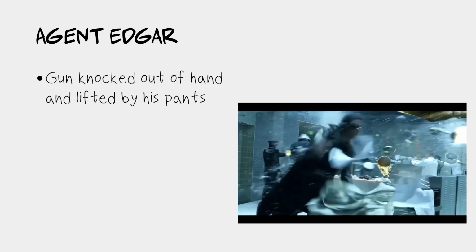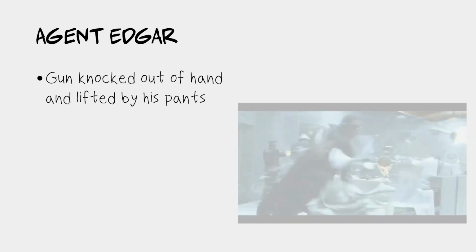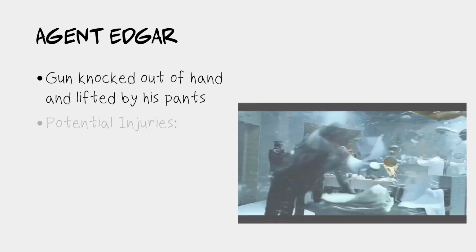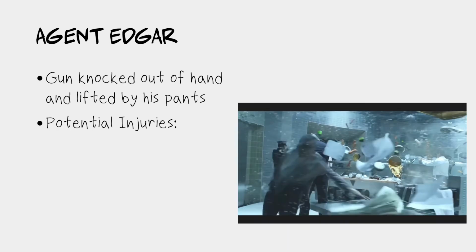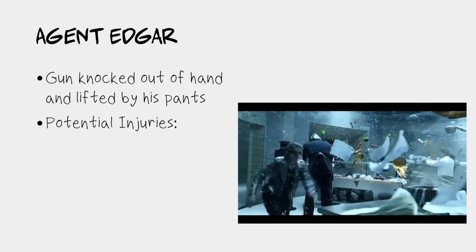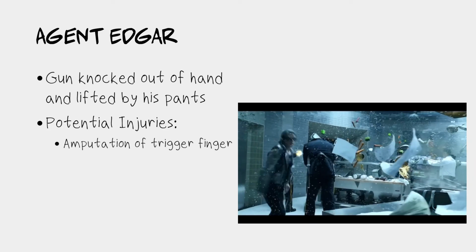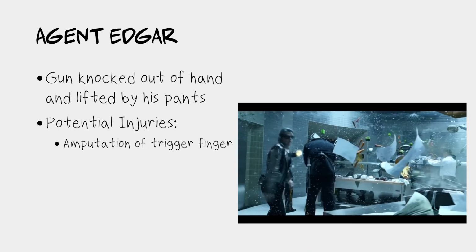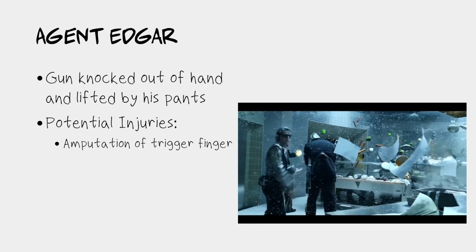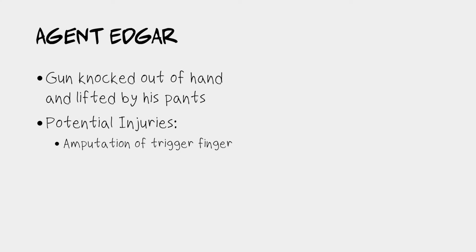Oh, Agent Edgar, he's got a rough one here too. Agent Edgar has his gun knocked out of his hand, and then Quicksilver lifts him up by the back of his pants into the air. Let's see here. First of all, if you notice, Agent Edgar is holding the gun, and then Quicksilver just magically lifts it out of his hands. But there is a trigger finger there. So I'm going to argue that Quicksilver moves it out of the way so quickly that he basically amputates the guy's trigger finger, because he certainly doesn't have time to open his hand, and the gun moves. So Agent Edgar is minus one trigger finger there.